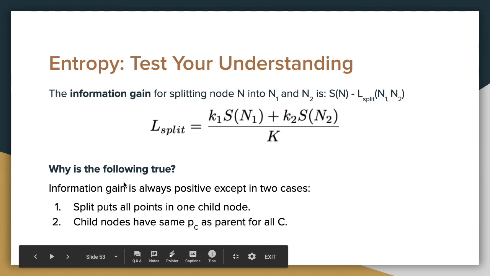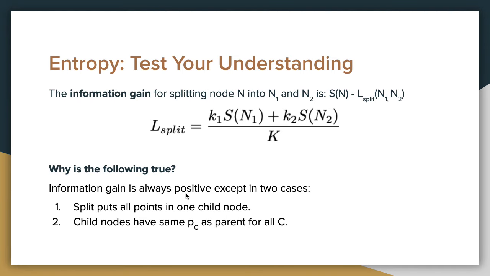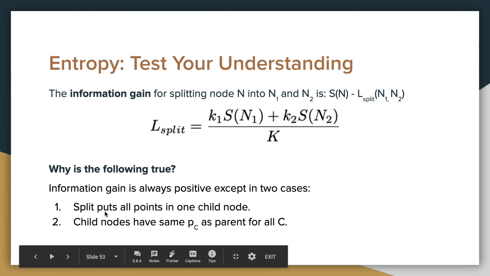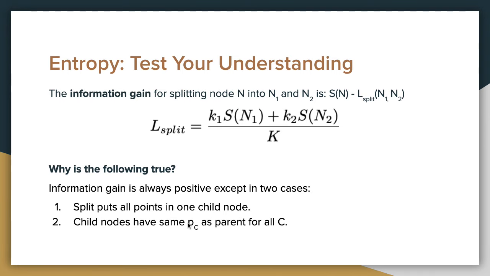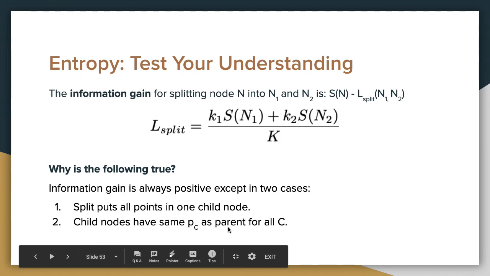So is this set of statements true? The information gain is always positive, except for two cases. The first case is if we split all the points into one child node. Another case is if all the child nodes have the same PC, where PC means the proportion of data points in that node that have label C in the training set. That's the second condition: if PC is the same for all the child nodes, for all C, then the information gain is not positive.